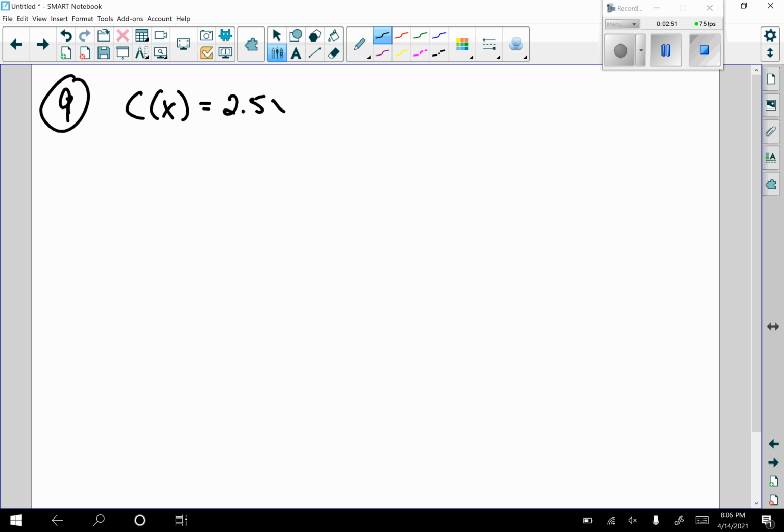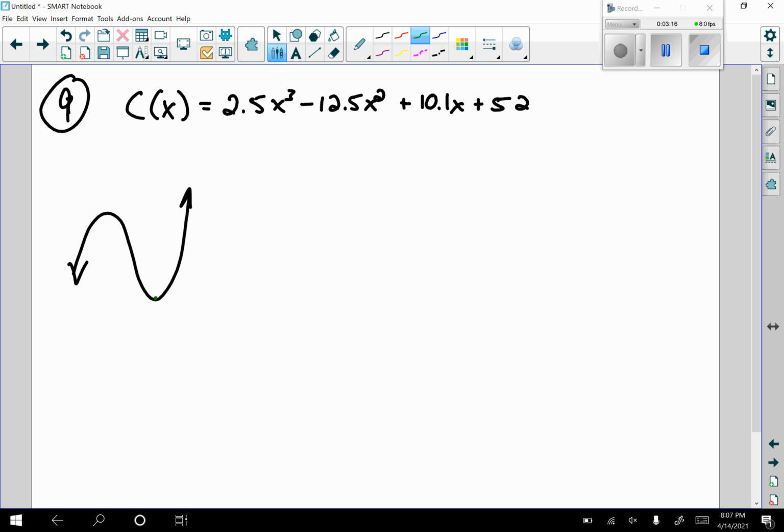It's 2.5 x cubed minus 12.5 x squared plus 10.1 x plus 52. Even though as I said it and I wrote it, I'm still going to double check it. 2.5 x cubed minus 12.5 x squared plus 10.1 x plus 52. So you graph this. And again, you need to kind of adjust your screen if necessary, but you get something that looks like this. And we are after this point right here. We're trying to minimize cost.